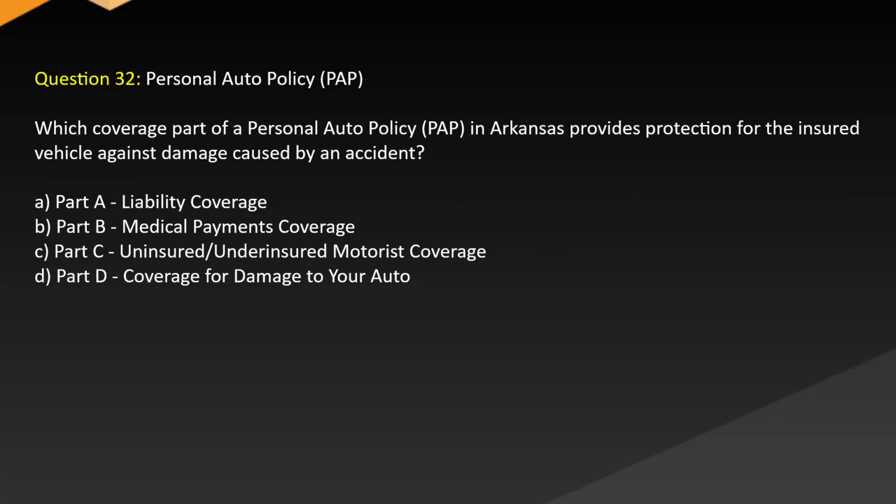Personal auto policy, PAP. Which coverage part of a personal auto policy in Arkansas provides protection for the insured vehicle against damage caused by an accident? A. Part A, liability coverage. B. Part B, medical payments coverage. C. Part C, uninsured and underinsured motorist coverage. D. Part D, coverage for damage to your auto.